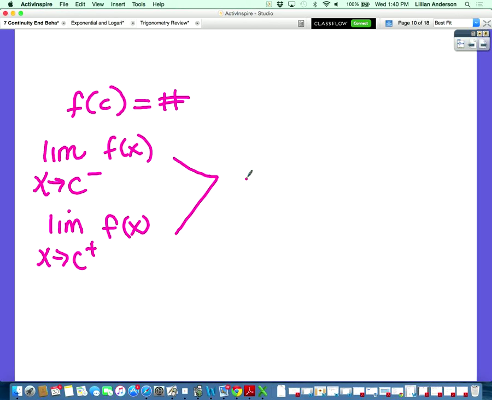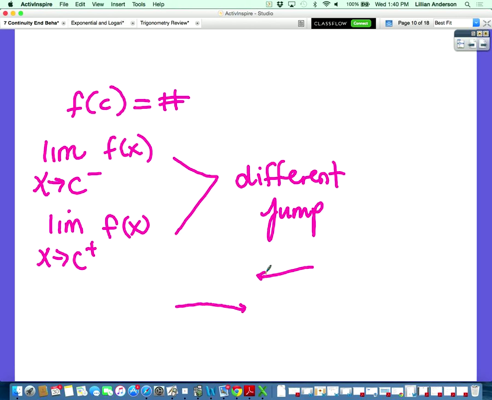If they are different, you get two different numbers. I talked about this yesterday. See who remembers. If they're different, what type of discontinuity do you have? A jump. Not hole, but a jump. Because that means that coming from the left and coming from the right, they're approaching two different numbers. Okay? So if they're different, say one's a 3 and one's a 2, you know there's a jump there.